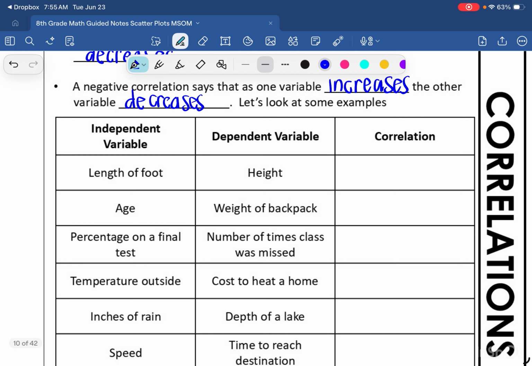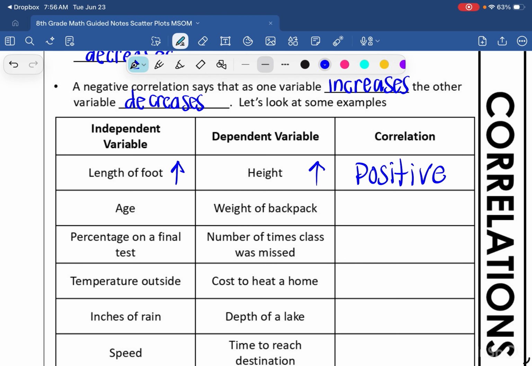Let's look at some examples. So these are my two variables. I want to compare the length of foot and height. Do I think that would be a positive correlation or a negative correlation? If my length of foot increases, then my height most generally would also increase. So that's going to be a positive correlation. We're comparing the age and the weight of your school backpack.